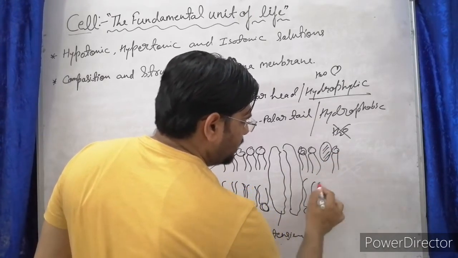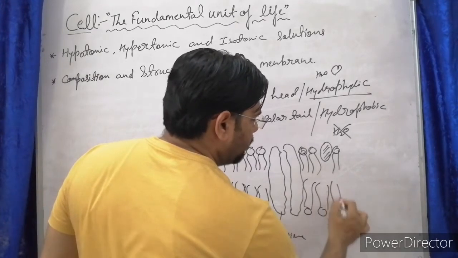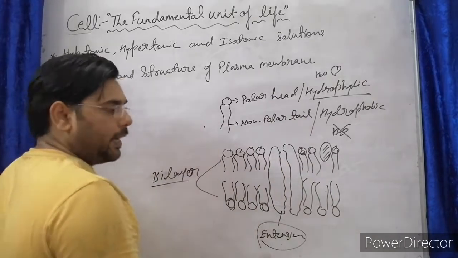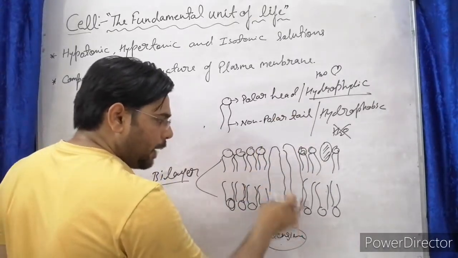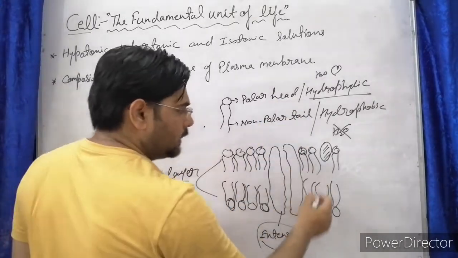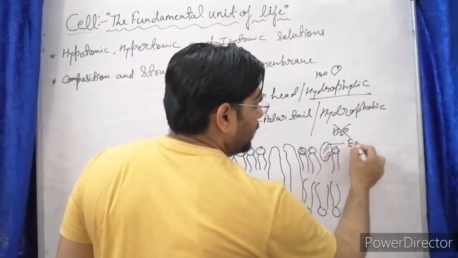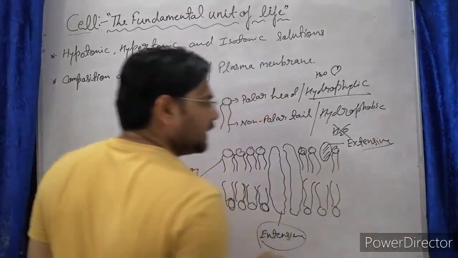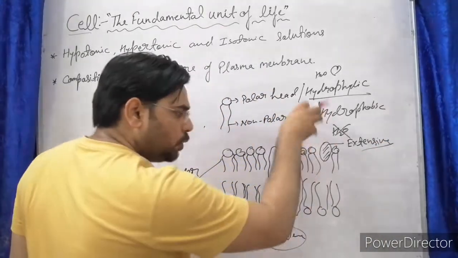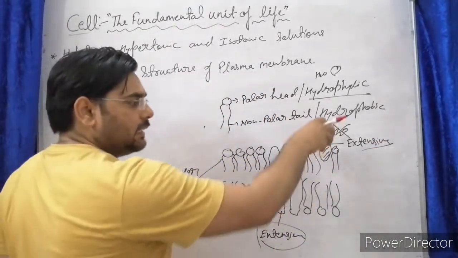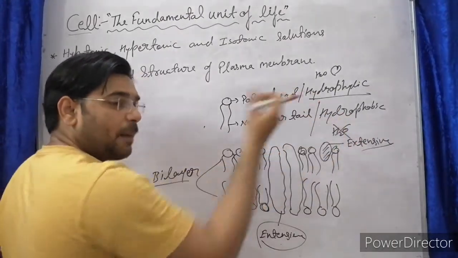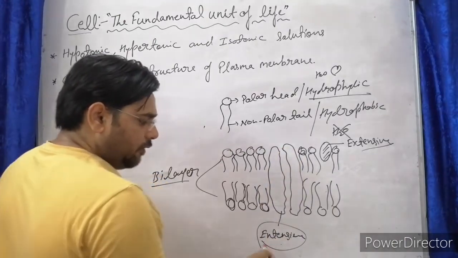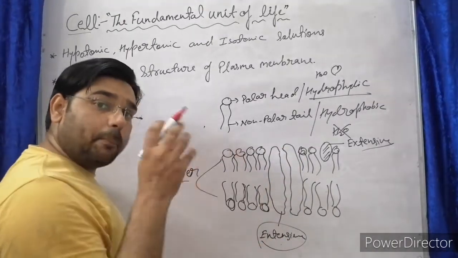So what is the difference between intrinsic and extrinsic protein? Intrinsic protein goes throughout the membrane; it passes through the whole membrane. And extrinsic protein does not pass through the whole membrane. It is just partially embedded, while intrinsic protein is completely embedded.